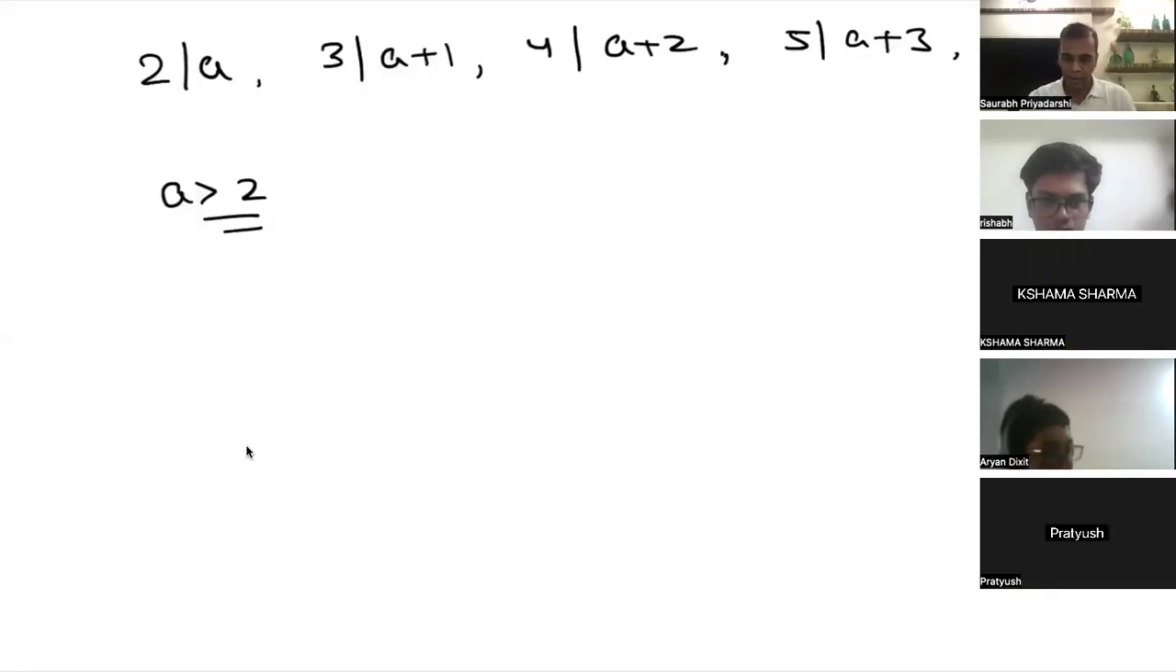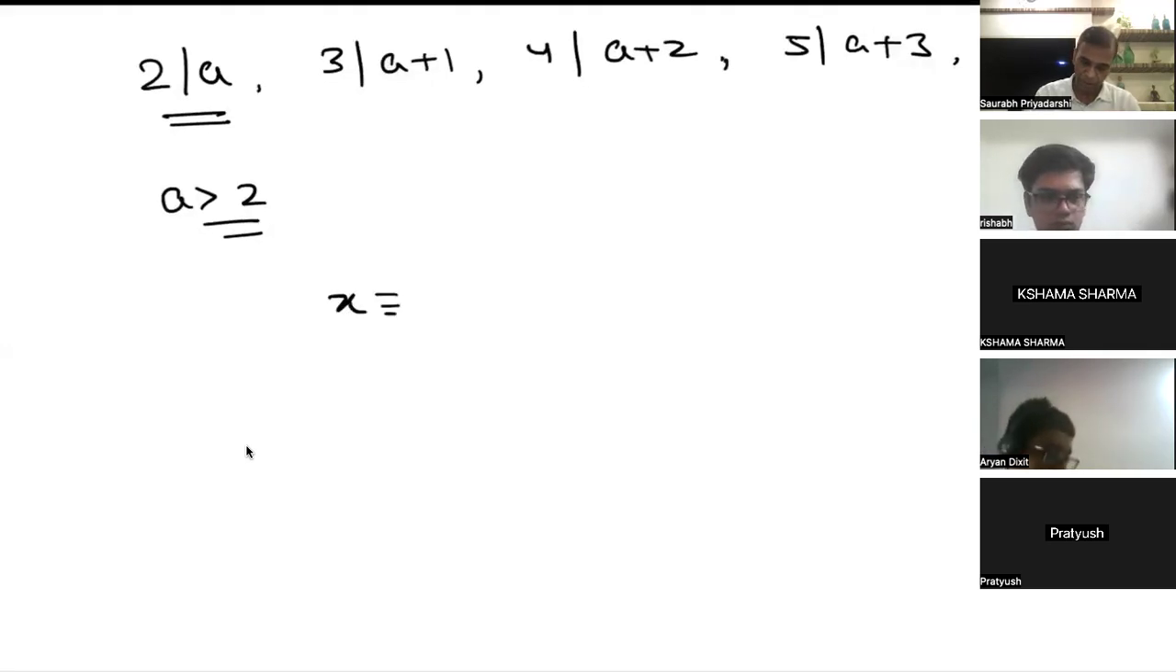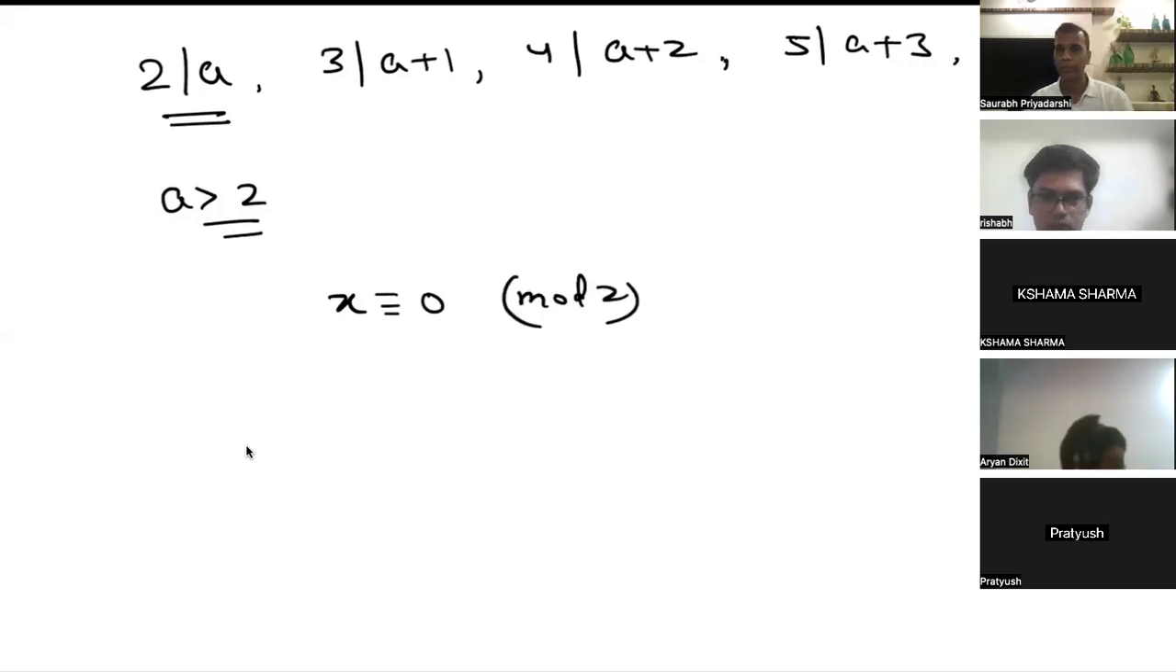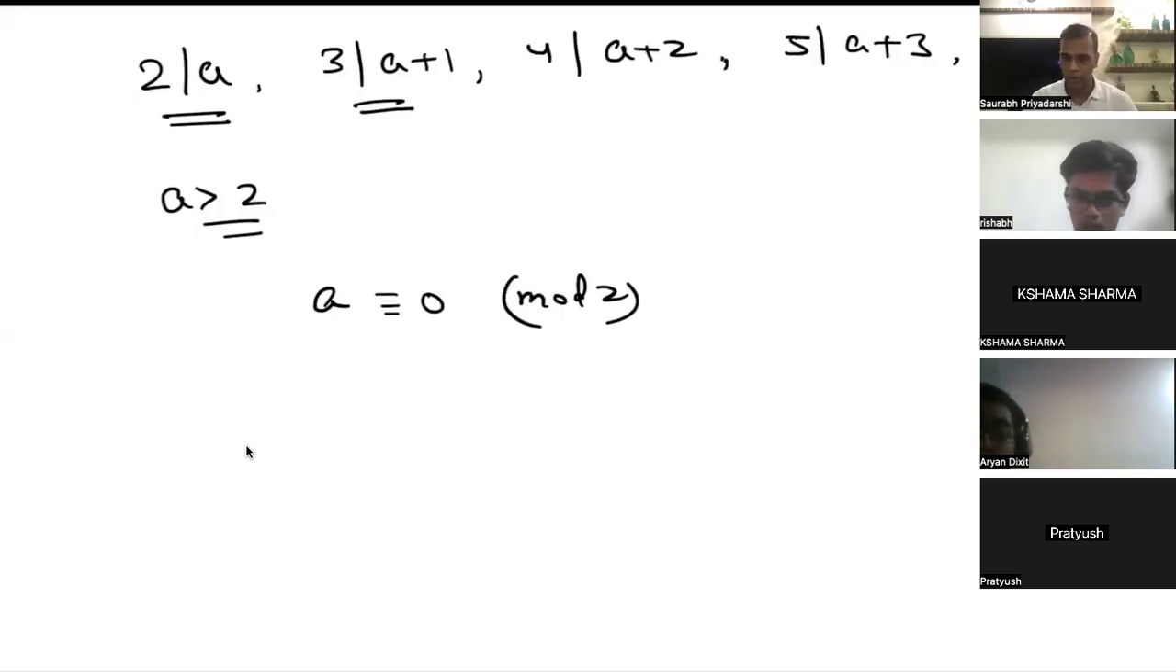If you'll see this, what we are saying in the first one, what is the meaning of the first one? If I'm writing x congruent to 0 mod 2, is this okay? What about the second one? X or A, in this case it's given A. So A congruent to 0 mod 2. And what you can say for 3 divides A plus 2.